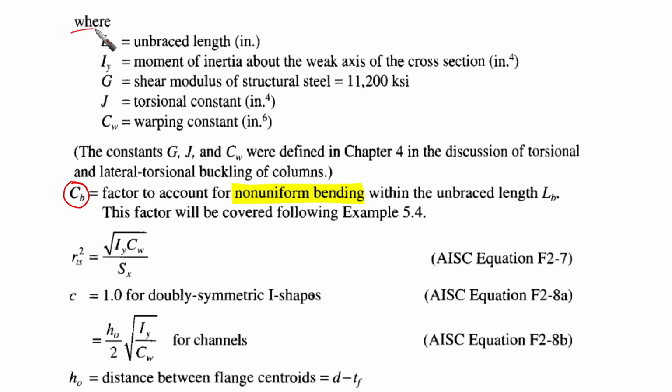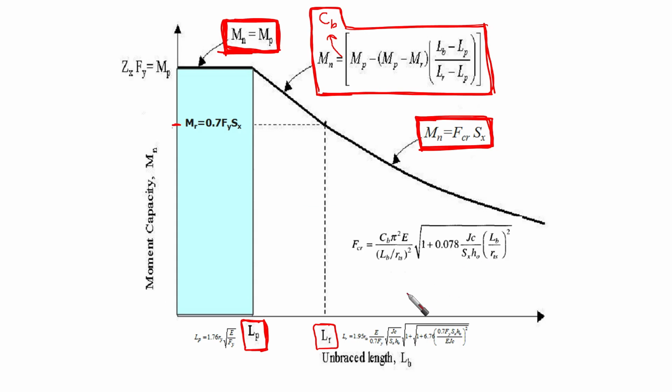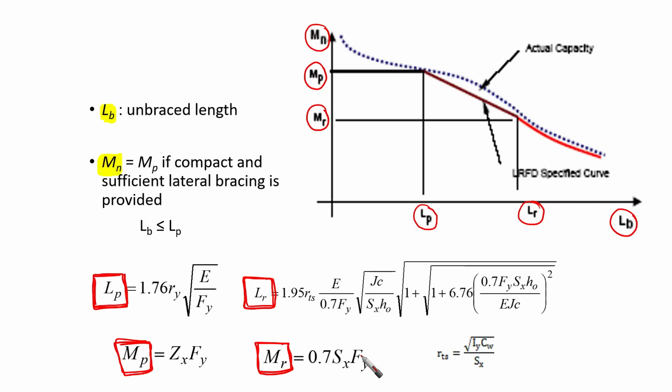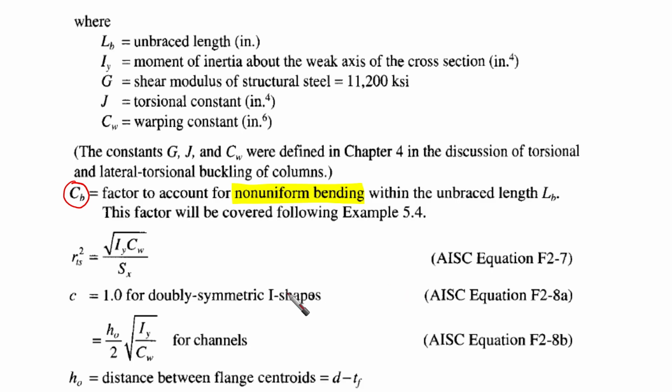Okay, so now the definition of all of this. LB, we know, is unbraced length. IY is the moment of inertia about the weak axis, and I mentioned why we're talking about the weak axis. G is commonly used here. Where is G? I'm sure it is written somewhere here. You are not supposed to remember or memorize this. It is not the point to memorize anything here. You are going to find it, or it is given to you, in the manual.